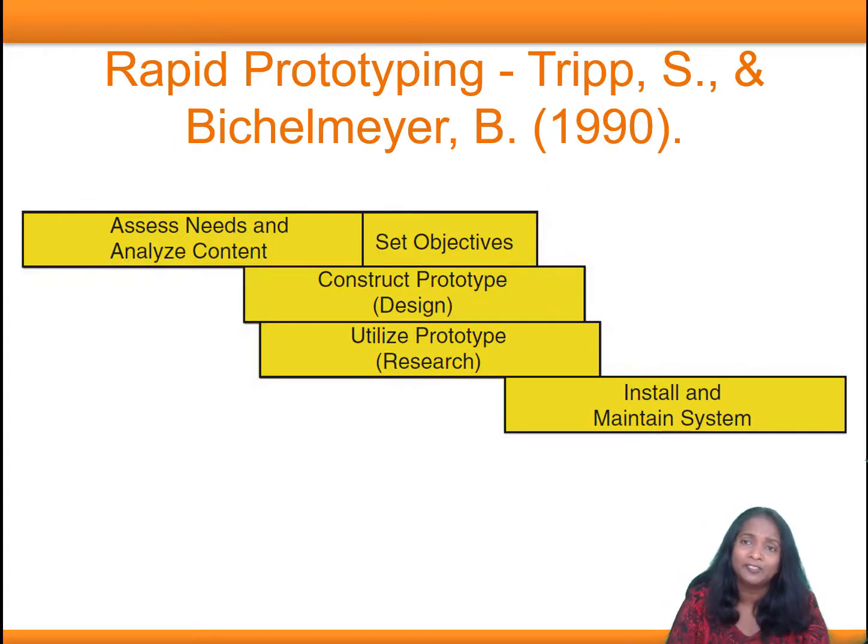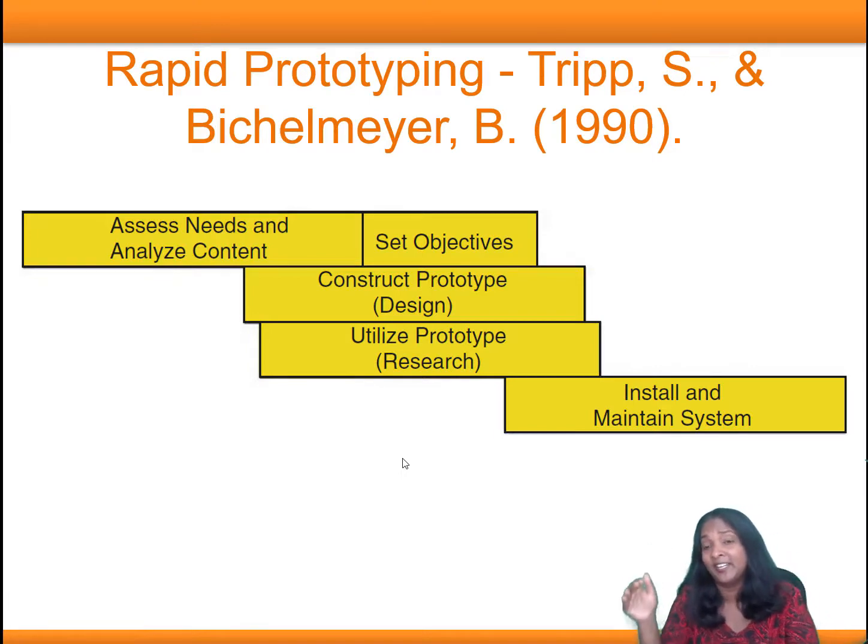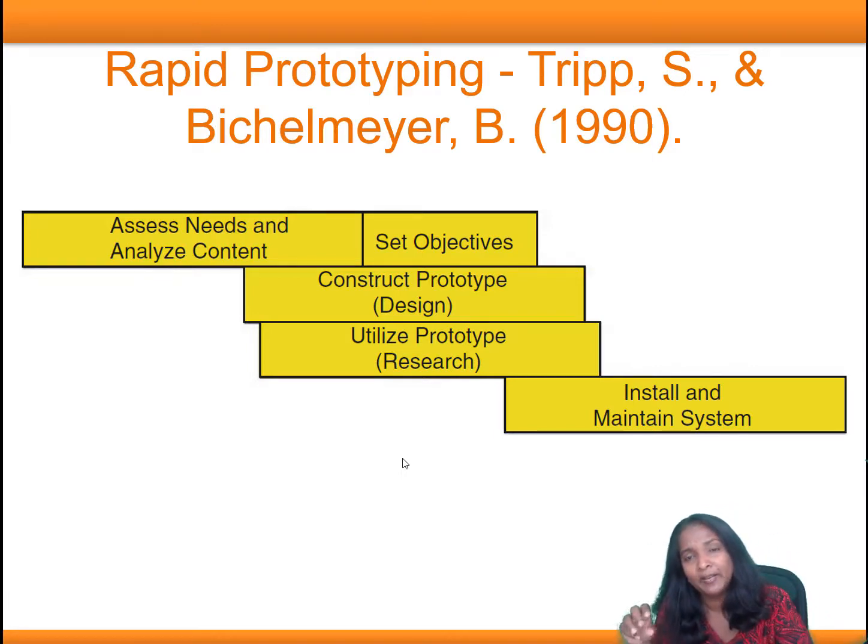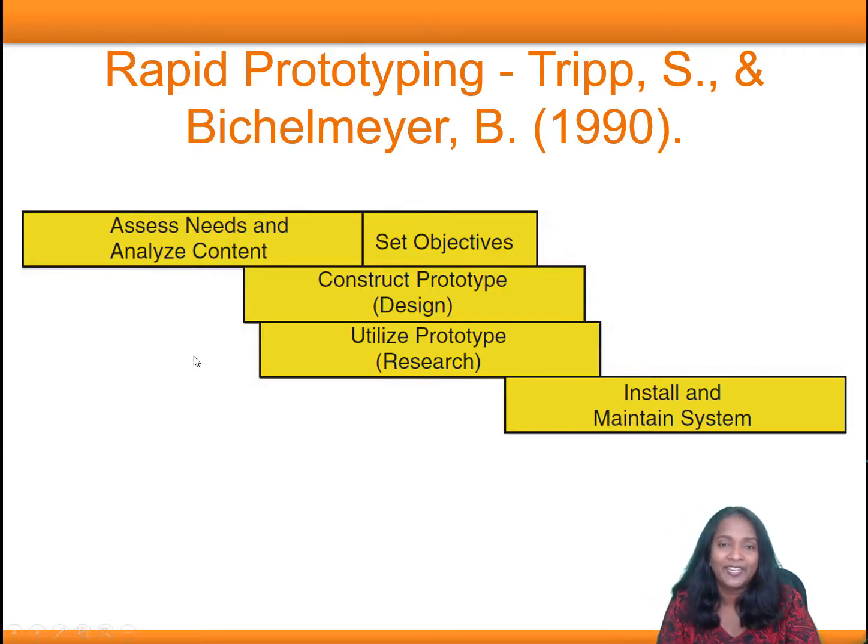Rapid prototyping. So this was proposed by Tripp and Bichelmeyer. And again, the models we looked at so far were more linear, right? It started with analysis and then design and development. Again, here it is similar, but I think this is a little bit more non-linear. So it's more rapid. So if you see analysis, you're writing objectives, and then prototyping and utilizing the prototype, it all happens at the same time. You see that? And then the install and maintain system. So it's a more rapid, non-linear kind of process in this particular model.